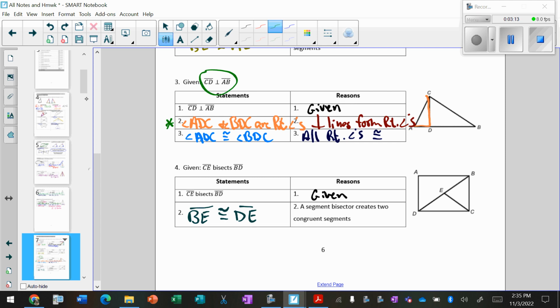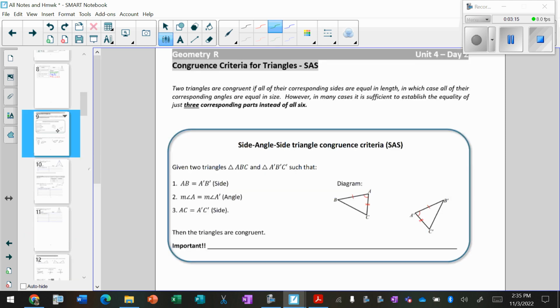Okay, so what are we doing today? Today, we're going to talk about triangle congruence. Now, if two triangles are congruent, that means all of their corresponding sides are equal in length, and all of their corresponding angle measures are also equal in size. In many cases, we don't have to show all 6 parts of information to be true to say that triangles are congruent. There are 5 shortcuts to this.